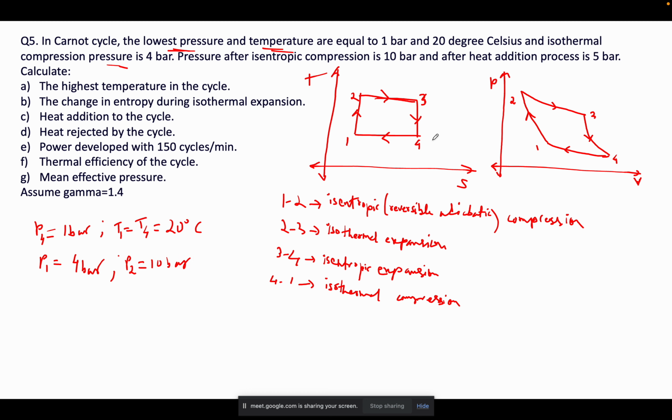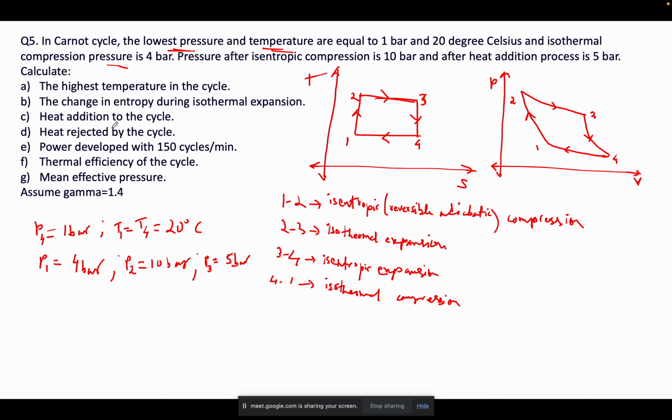Then after heat addition, where is the heat addition taking place? See, entropy increases from 2 to 3 and entropy decreases from 4 to 1. So heat addition can take place only from 2 to 3, because if we add heat to the system, entropy increases. So this is basically your P3, and your P3 is 5 bar. These are the given parameters.